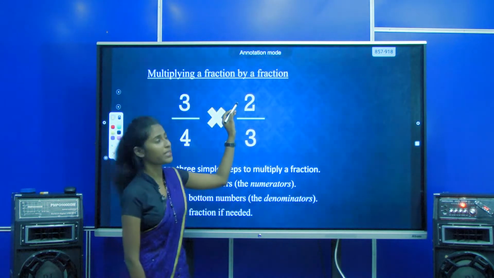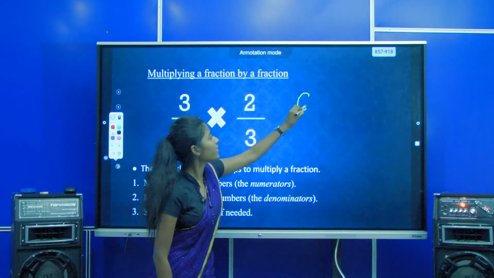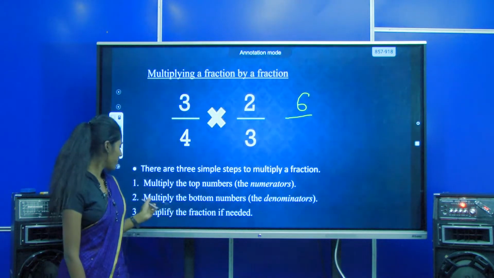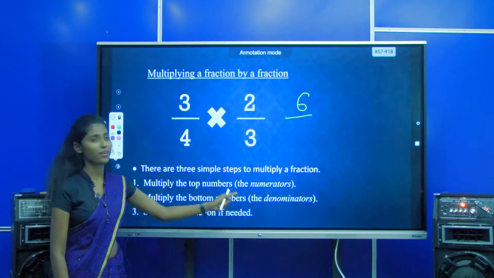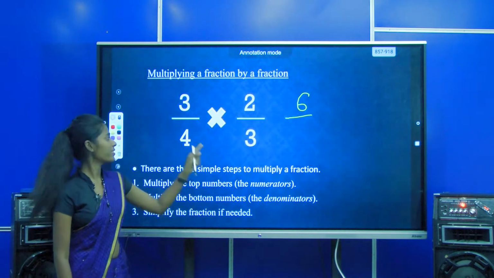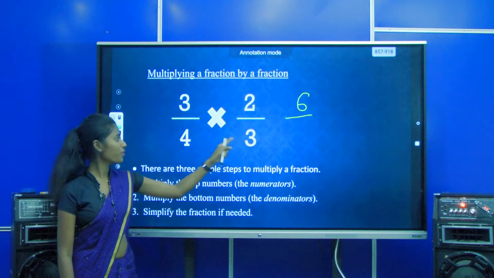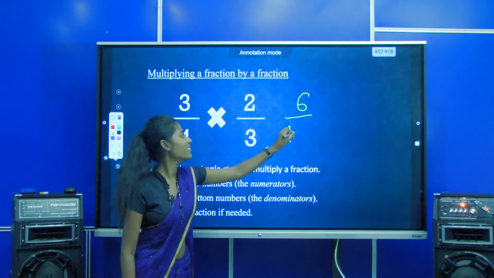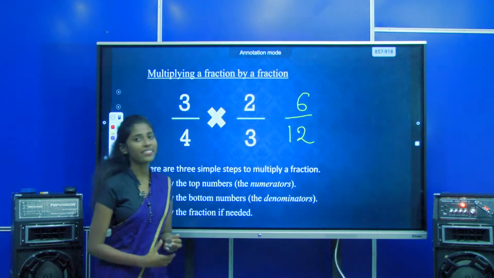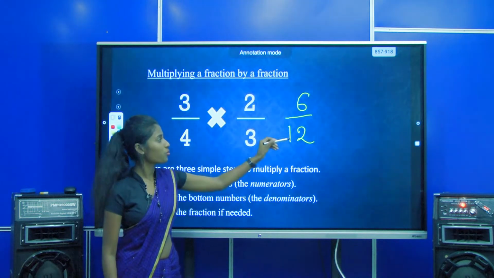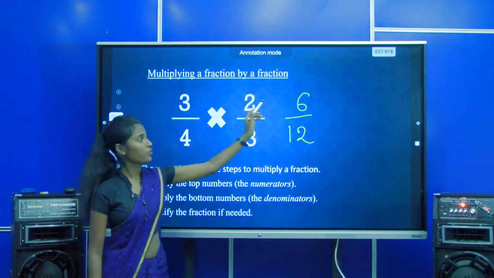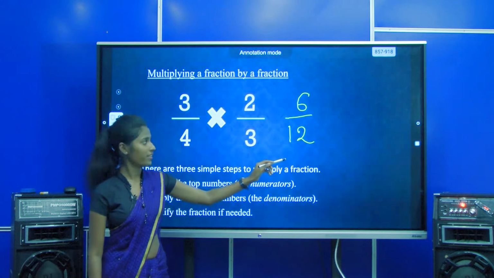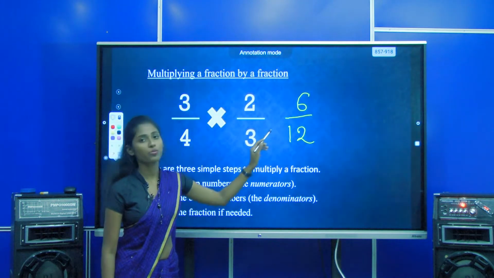3 multiplied by 2 equals 6. Then you have to multiply the bottom numbers, that means denominators. Denominators are 3 and 4. 3 multiplied by 4 is 12. Then the answer is 6 over 12. You have to multiply numerators separately, then you have to multiply denominators separately. The answer is 6 over 12.